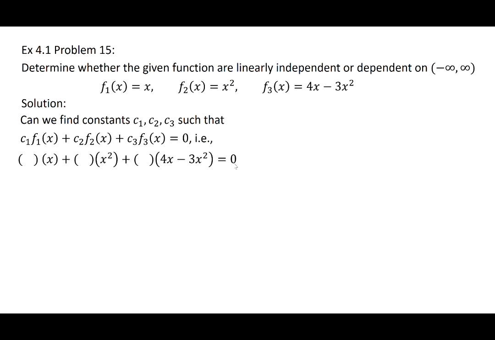For that, you need to be a tad clever. Check this out. What if I put a 1 here? That makes this 1 times 4x minus 3x square. We have a plus 4x. To get rid of that 4x, what if I made the coefficient of x to be negative 4 here? So I'll make C1 negative 4.